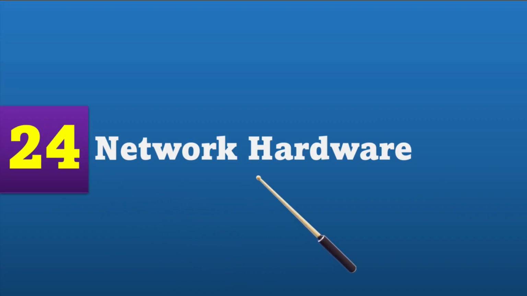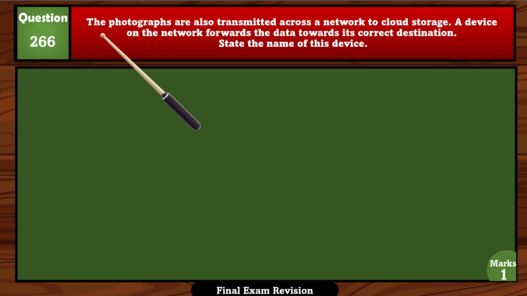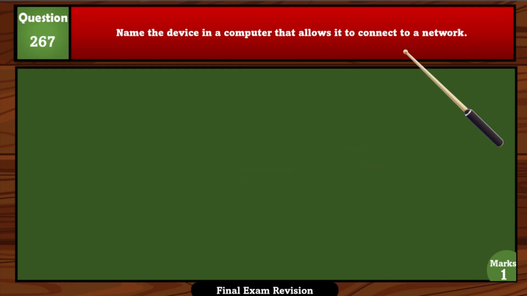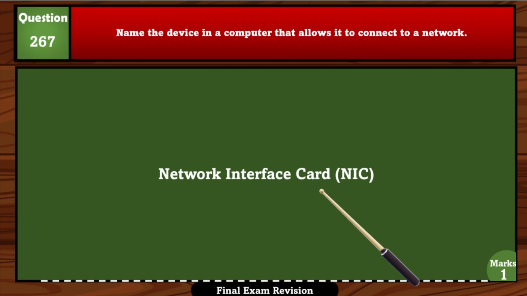Topic 24, network hardware. Question 266. The photographs are also transmitted across the network to cloud storage. A device on the network forwards the data towards the correct destination. State the name of this device. That's called the router. Question 267: name the device in a computer that allows it to connect to a network. That's called a NIC, or network interface card.